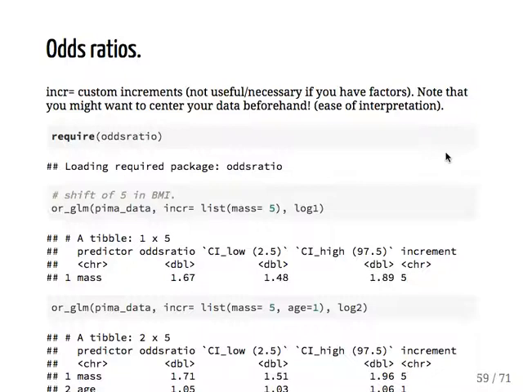The one below is the one where you have two shifts. So this is log 2. Here we shift age by 1 year and mass by 5 units. Does everybody sort of understand?